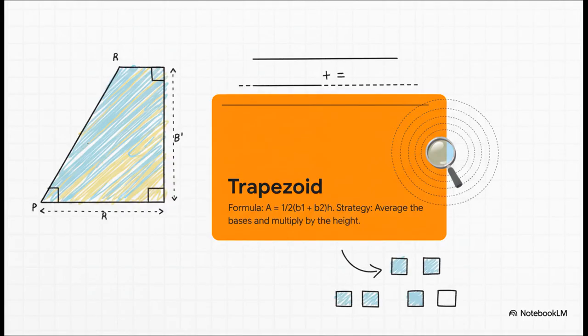Okay, so what about a trapezoid? It's got those two different bases, top and bottom, and the formula can look a little intimidating. But the strategy behind it is super simple. All you do is find the average of the two bases, add them up and divide by 2, and then you just multiply that average by the height. It turns a kind of clunky formula into a really simple process.